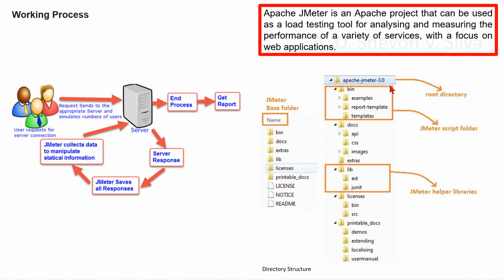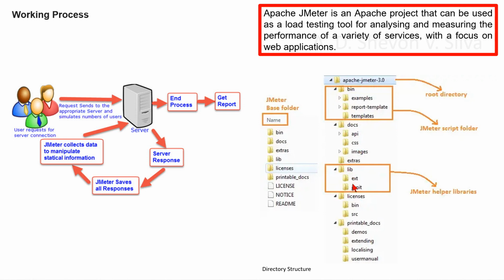So here you can see the root directory Apache JMeter 3.0. Inside it you can see the bin directory, docs, libs, licenses, printable docs. Inside bin you can see example, report template and templates. This is the JMeter script folder. And here inside docs you can see API, CSS and images.